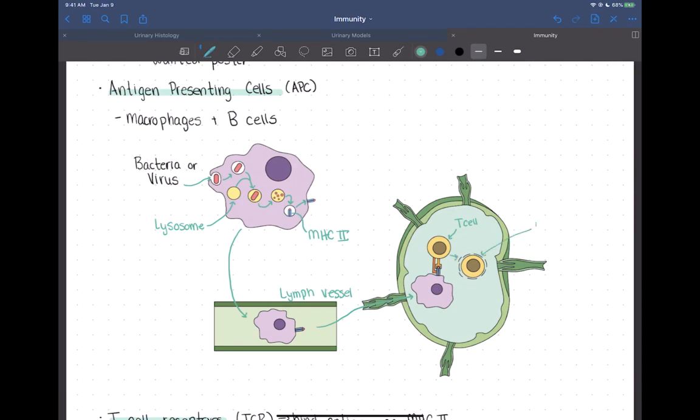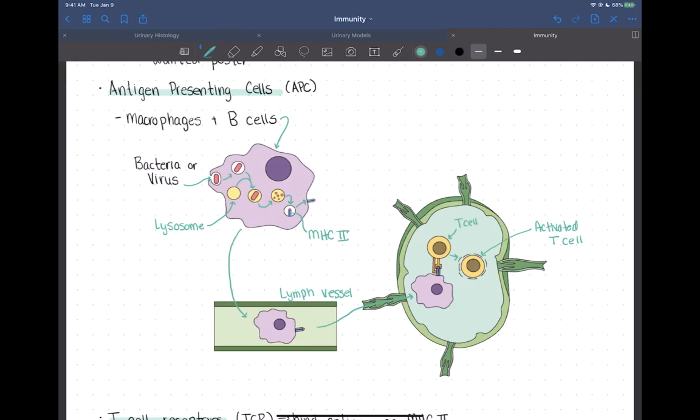Okay, so this is now an activated T cell, that's why it's all excited, right? Then that T cell can go and start the process of fighting off that foreign invader. So this is the process of how antigen presenting cells work. This purple cell would be either a macrophage or a B cell, and it presents an antigen on an MHC class 2 protein. That's why it's called an antigen presenting cell.